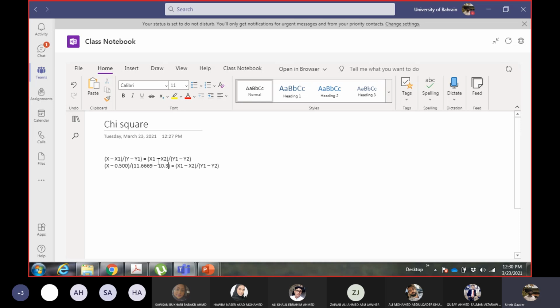Y1 is 10.34. X1 is 0.5. X2 is 0.25. Y1 is 10.34. And Y2 is 13.7. So give me the X value here.